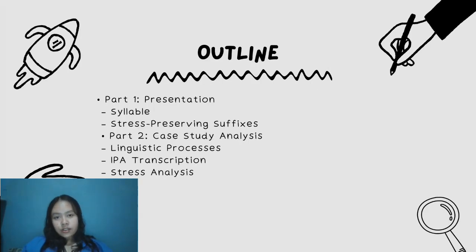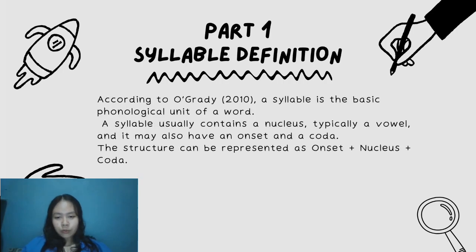And today I'm going to present my Project 2 for morphophonology. This presentation consists of two parts. In part 1, I will explain the selected topics, syllables and stress-preserving suffixes. In part 2, I will analyze the given case studies, including linguistic processes, IPA transcription, and stress analysis. The analysis is based on academic references such as O'Grady, Katamba, McMahon, Roach, and Blake. Now let me begin with part 1.